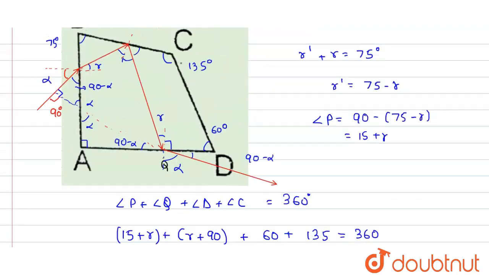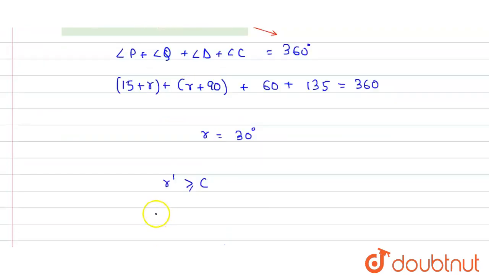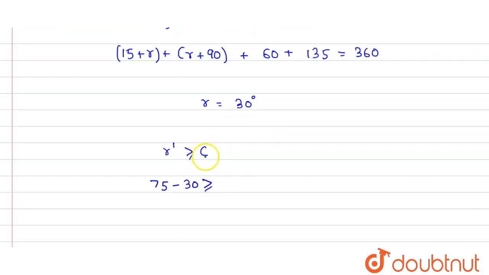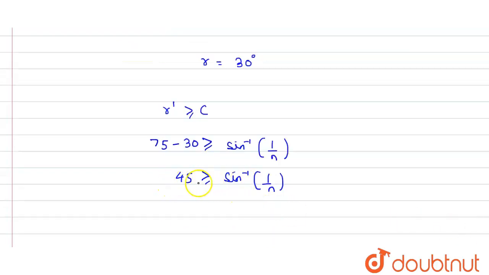So what is our r dash? It is 75 minus r. So if we put the value 75 minus r, and r value is 30 degrees, this should be greater than or equal to the critical angle. Now we know that critical angle is written as sine inverse of 1 divided by refractive index. So this value would be 45, greater than or equal to sine inverse of 1 divided by n. If we take the sine of this equation, it would be sine 45, which is 1 divided by root 2, greater than or equal to 1 divided by n, or we can say that n should be greater than or equal to root 2. So this is one of the limits.